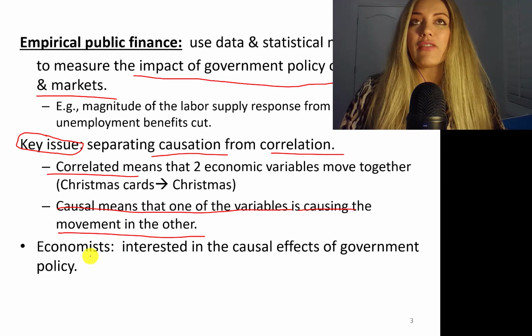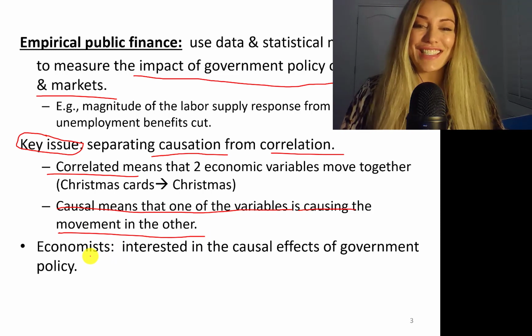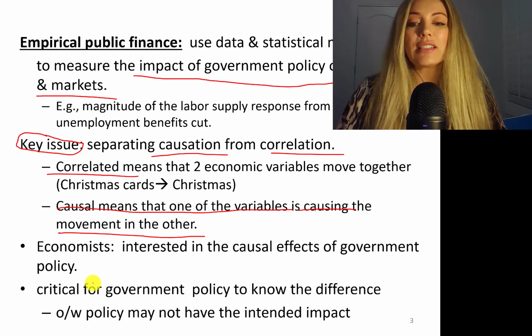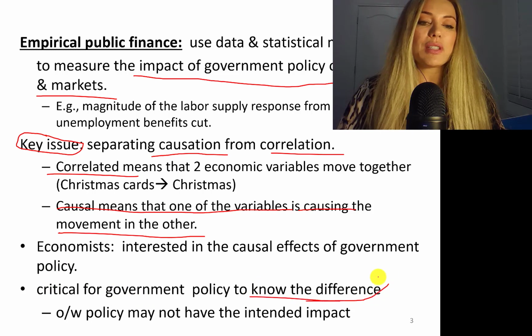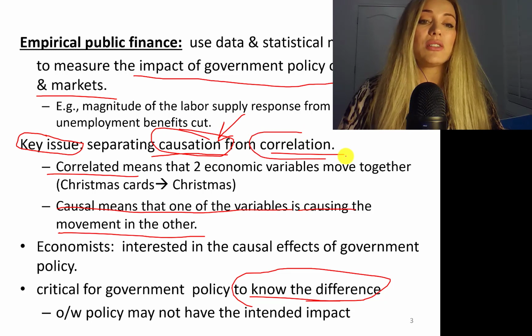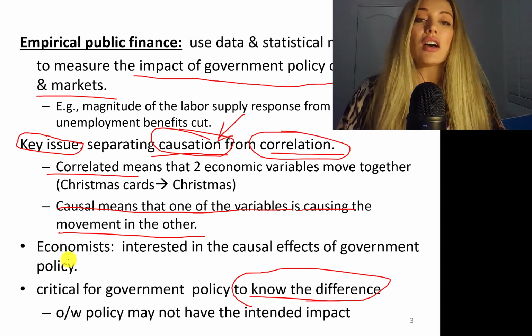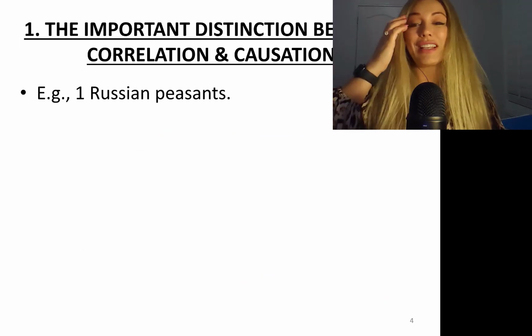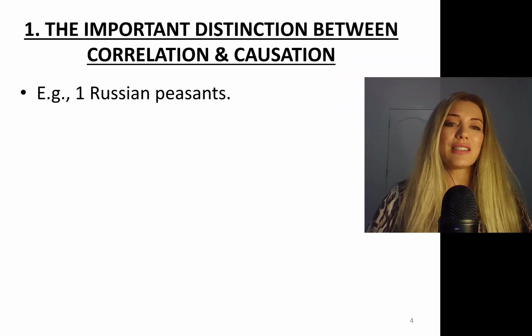As economists, we are interested in the causal effects of government policy. So it is very important to know the difference between correlation and causation. The reason we want to be able to differentiate is because we care about causation, we don't care about correlation, but you need to be able to differentiate between these two. Otherwise, the policy may not have the intended impact. Let me give you a couple of examples. Here are examples of important distinction between correlation and causation.